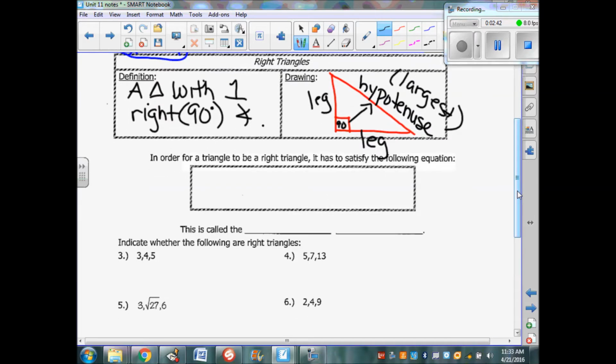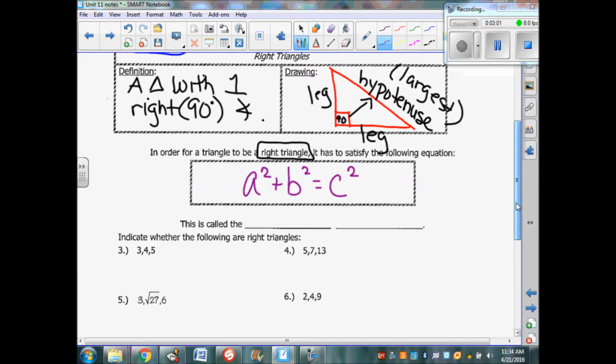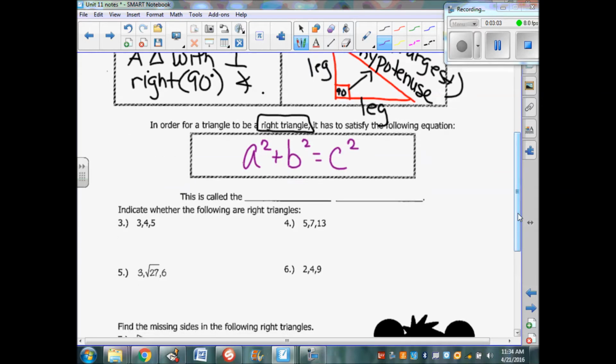In order for a triangle to be considered a right triangle, it has to satisfy the following equation. This equation, or sort of formula, is easy to memorize: a squared plus b squared equals c squared. And it has a name. This is called the Pythagorean theorem.